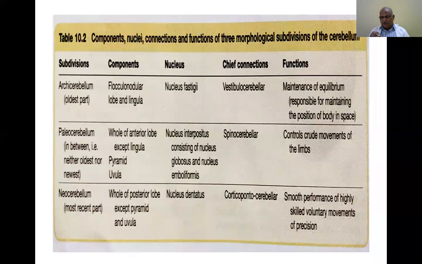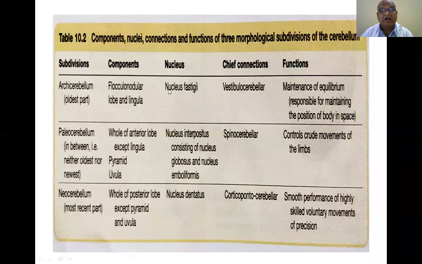A considerable quantity of neurons are gathered in the white matter of the cerebellum. The central part of the cerebellum is the white matter, and the peripheral part is gray matter. In the central white matter, certain neuronal collections are there. They are called nuclei. They are named the dentate nucleus, the nucleus interpositus, globosus, emboliformis, and nucleus fastigii. So, all these nuclei are present in the white matter of the cerebellum.